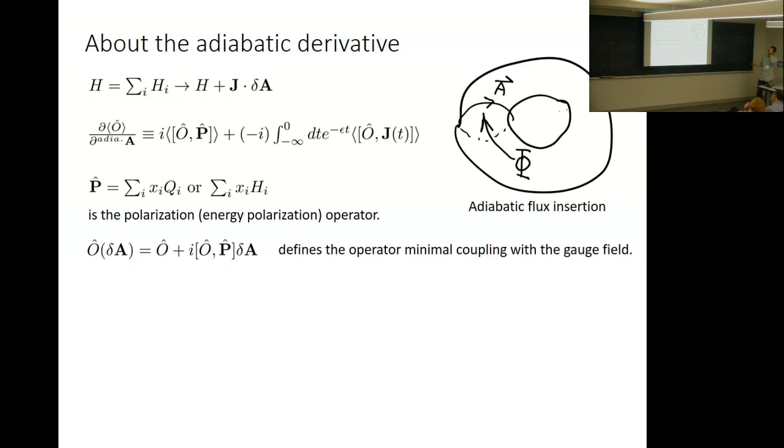This is a try to sharply define how I compute this adiabatic derivative. So essentially, you can adiabatically turn on this A times delta A, J times delta A. And together with this additional term, which is basically the correction to the operator due to this minimal coupling. So you just computed the operator commutation with the polarization or energy polarization. Here, this Q are the local charge on the site. So everything is defined on site. This X is a spatial position, and H is a local charge, a local energy.